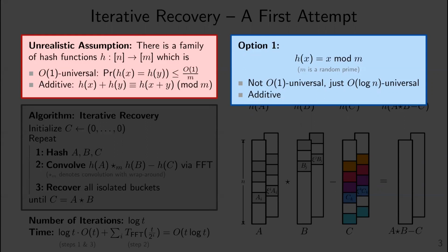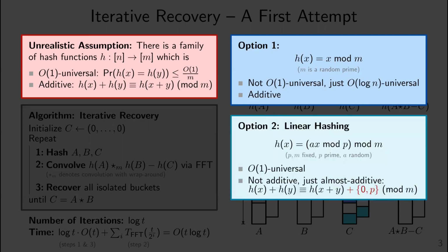Now, this hash function is additive. You can check that very easily. But unfortunately, it's not constant universal. It's just log n universal. Now, if you were to use this hash function in the algorithm, you have to increase the bucket sizes, the number of buckets, by a factor of log n, which also makes the running time worse by a factor of log n. So with this hash function, iterative recovery becomes too slow.